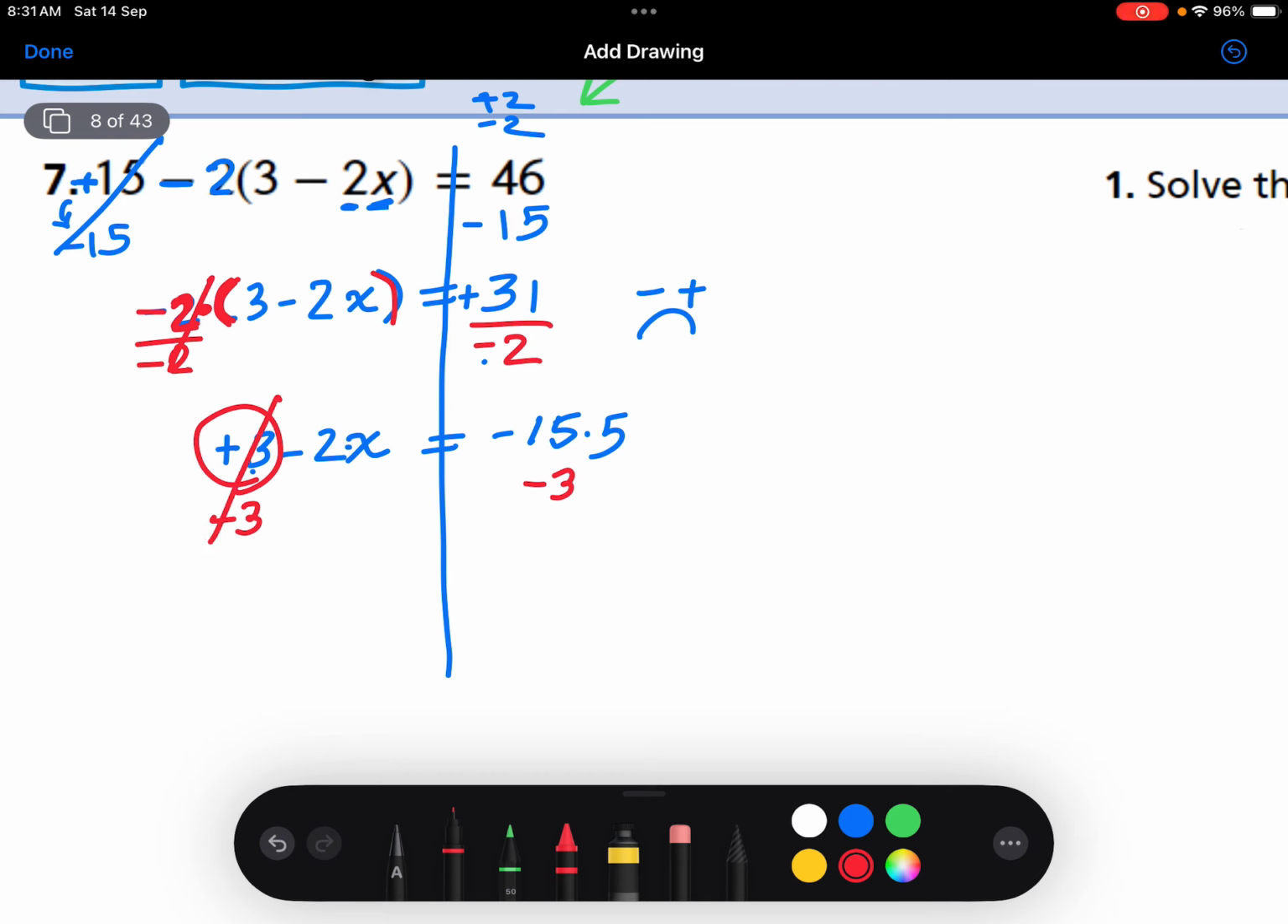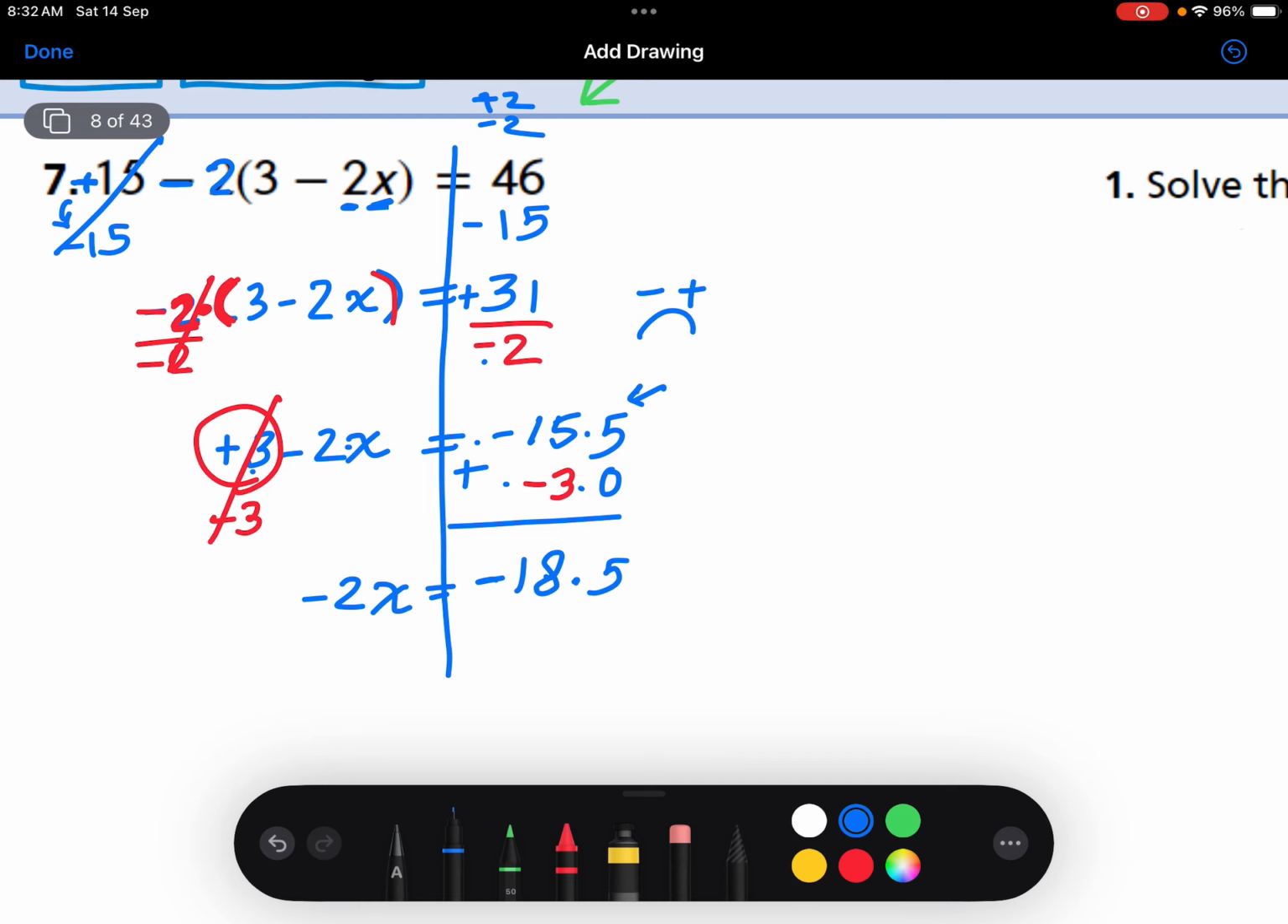3 is cancelled. Now what do I have left? I have negative 2x here equals. From here, just line up the decimal points, 0. And then because they are the same signs, I can add them. 5, put the decimal point. 5 plus 3 is 8 and 1. So it's 18.5, negative, because we take the sign of the greater number.